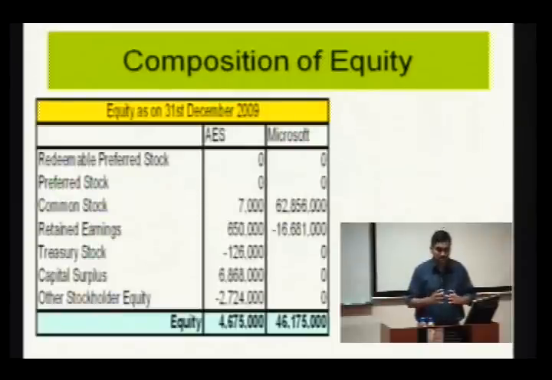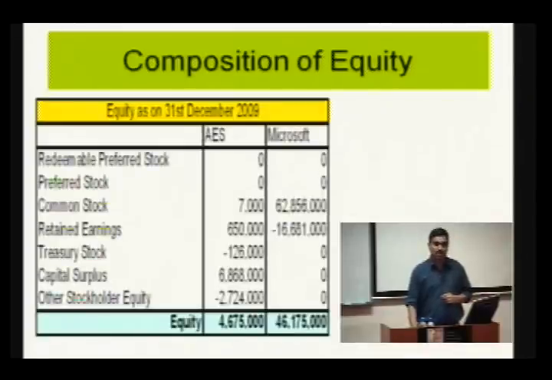But before that, let us understand the components of the equity. I just picked up two companies from US. One is a power company, AES, another is Microsoft. You can see the composition are preferred stock, though both the companies do not have preferred stock, common stock, which is also called the ordinary shares in other countries, and equity capital in India, retained earnings, the treasury stock negative, we'll spend time on that a bit later, capital surplus, that is the premium raised on the issue of shares, and any other negative or positive equity changes.